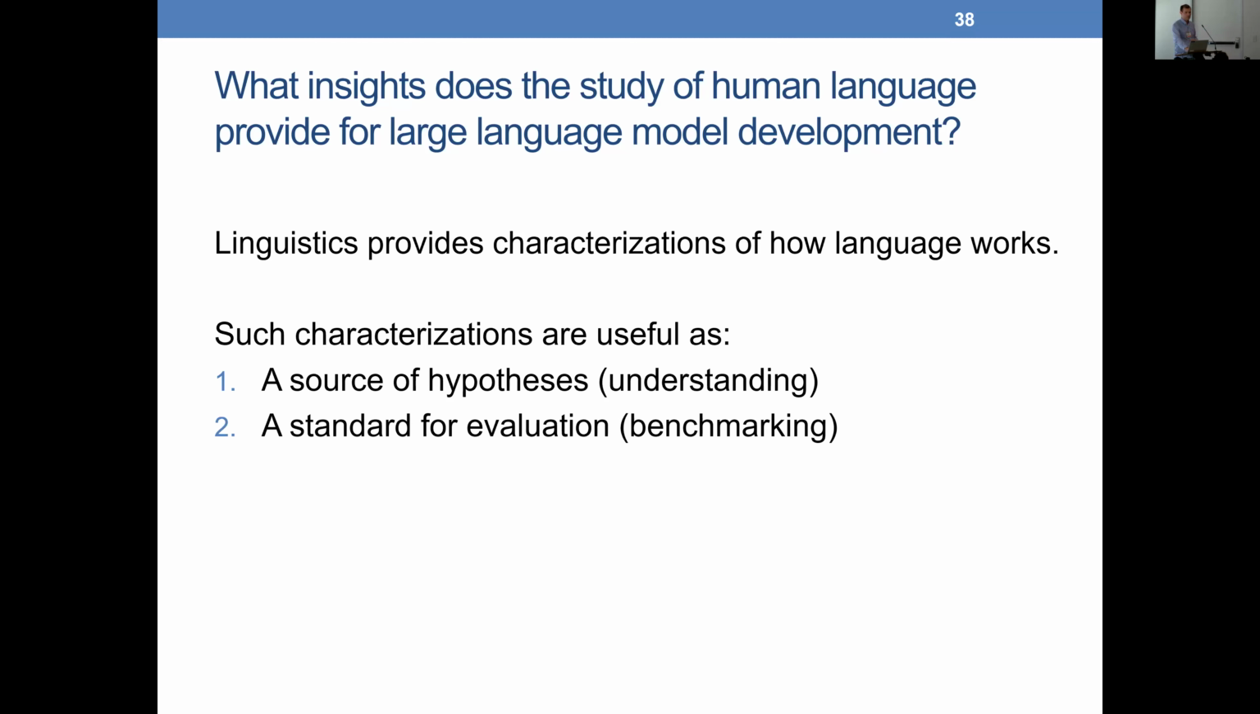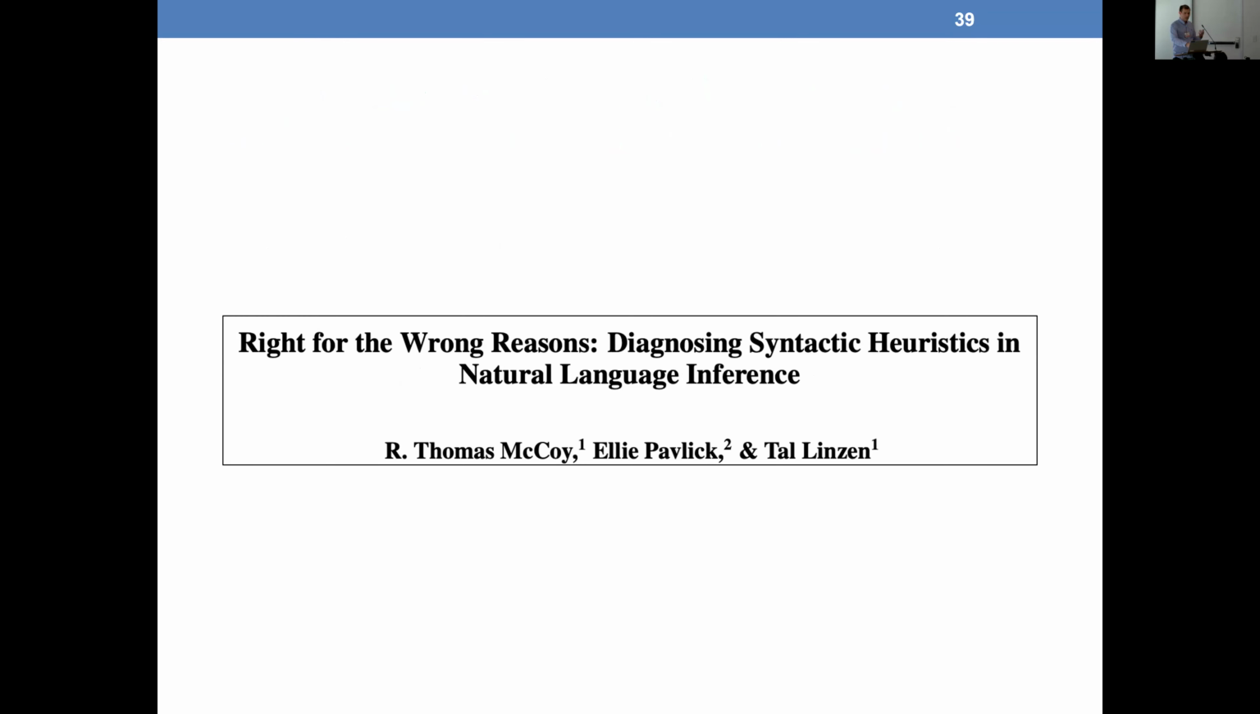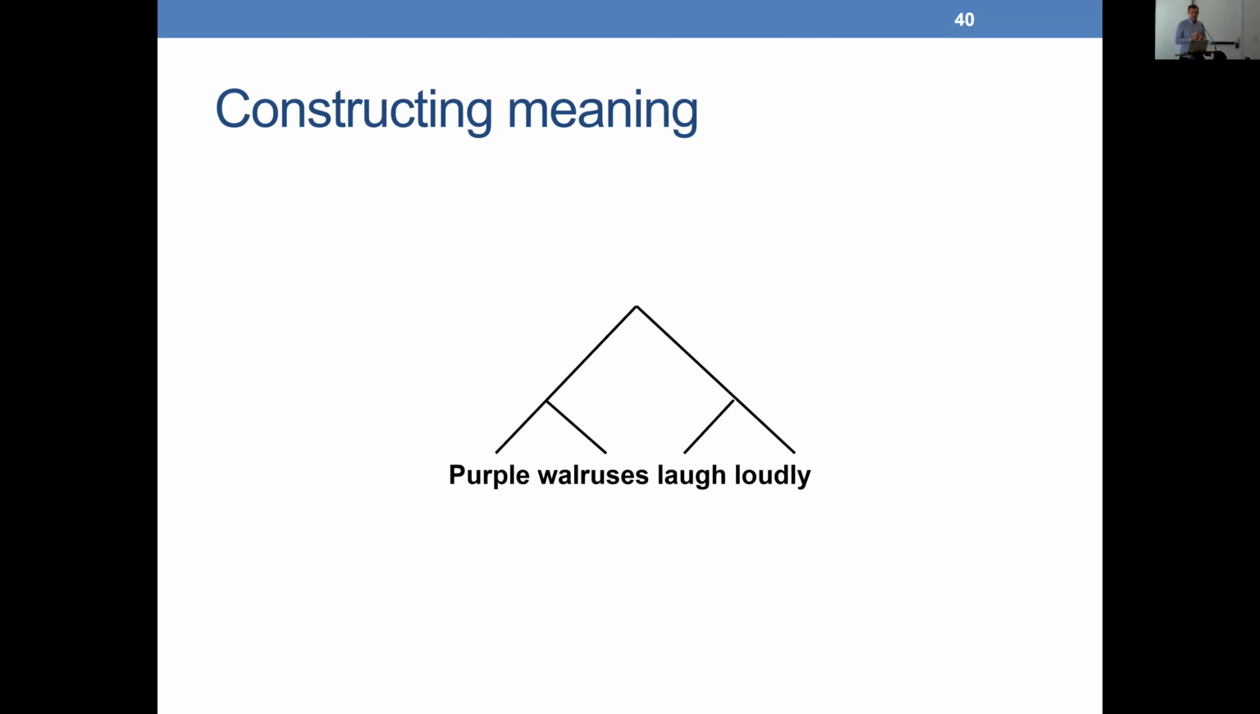as standards for evaluation. This is talking about the paper "Right for the Wrong Reasons," co-authored with Ellie Pavlick and Tal Linzen, where the phenomenon we're focusing on is how meaning gets constructed from a sentence. One of the core ideas in semantics, at least in many theories of semantics, is that meanings are constructed in a hierarchical, tree-structured manner that roughly parallels the syntactic structure of a sentence.